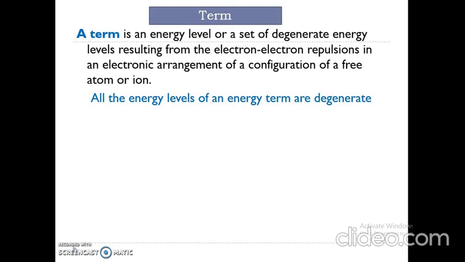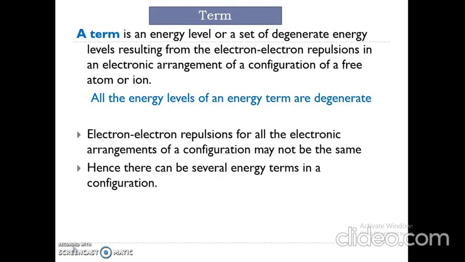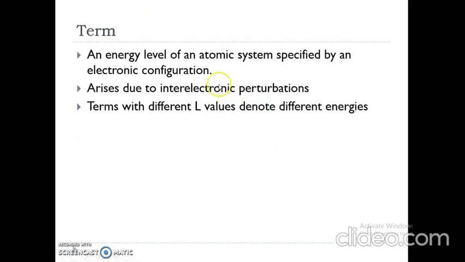All the energy levels of an energy term are degenerate. But the interelectronic repulsions for all the electronic arrangements of a configuration may not be the same, which means there can be several energy terms in a configuration. Also note that a term corresponds to a set of microstates. You will understand this from our later discussions. Thus, a term is an energy level of an atomic system specified by an electronic configuration which arises due to interelectronic perturbations.